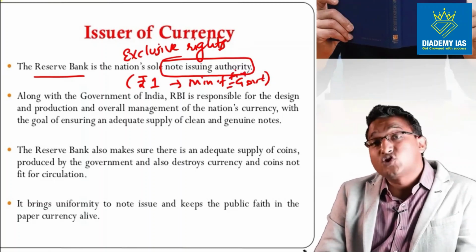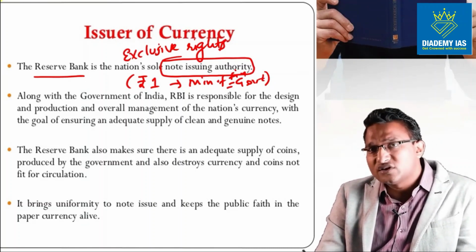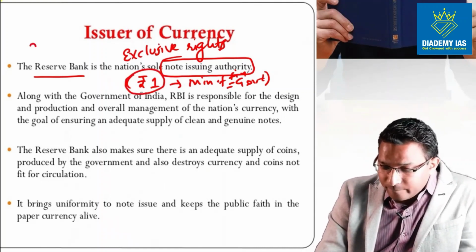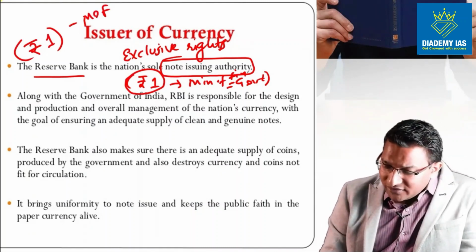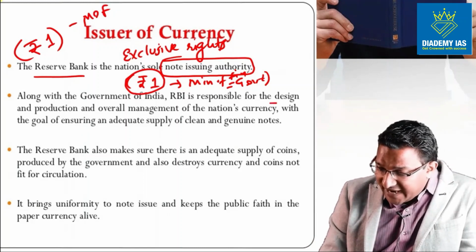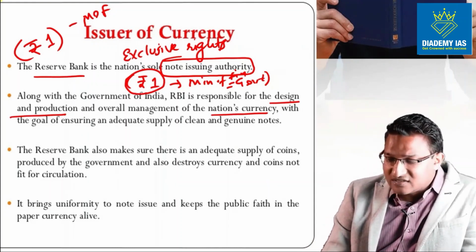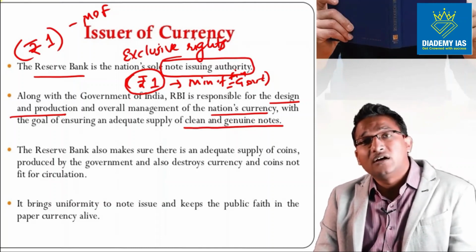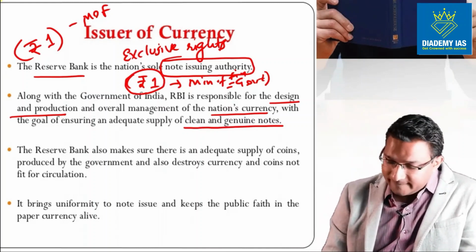However, the circulation of this rupee is done by the RBI. So printing is done by the government and circulation is done by the RBI in case of the rupee 1 note. Similarly, the rupee 1 coin also is done by the Ministry of Finance, and the circulation is managed by the RBI. Along with the Government of India, RBI is responsible for the design and production and overall management of the nation's currency with a goal of ensuring an adequate supply of clean and genuine notes. So even designing, printing, safety, avoiding the counterfeit currency, everything is also under the domain of the RBI apart from the central government.